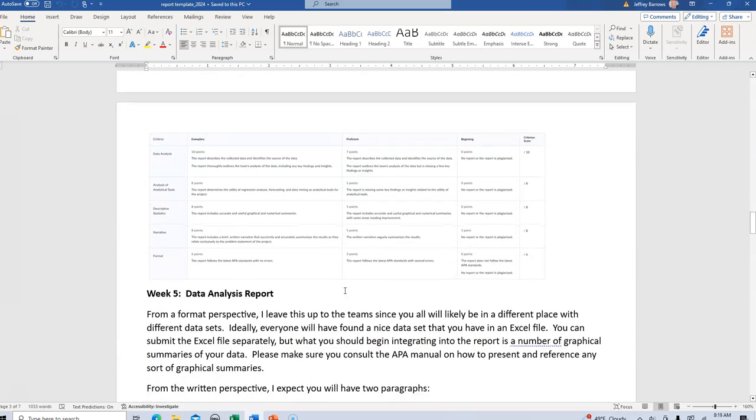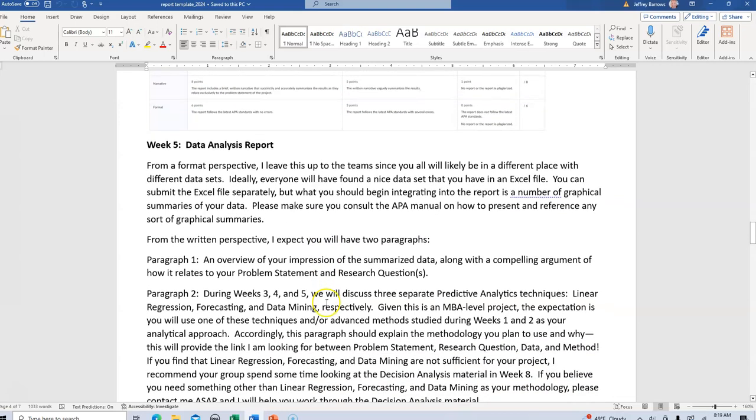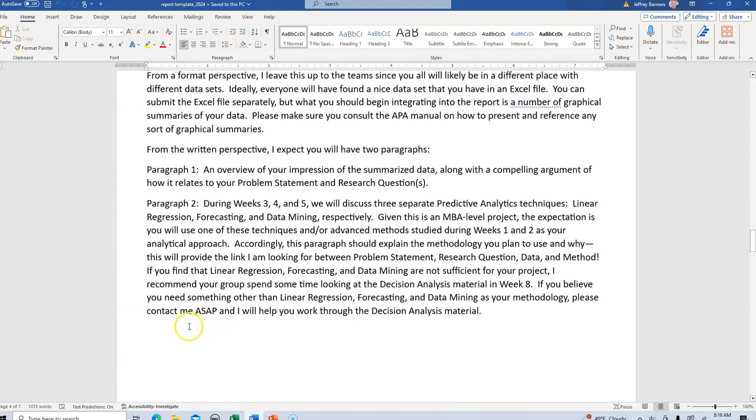And then during week 5, you have your data analysis and results. Let me just be upfront: I understand that this report may leak into week 6 and week 7. There's no problem with that. Just continue to update it as you go forward. And again, I've just given you some hints here on how to craft this and put it together.